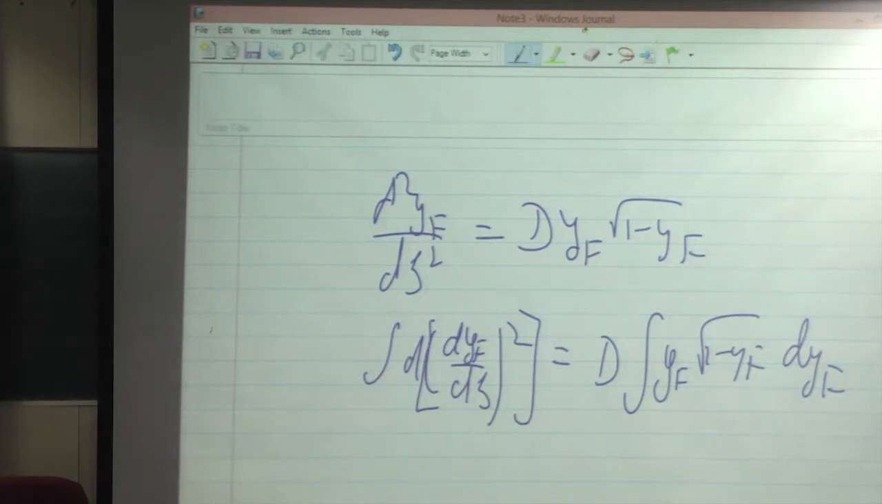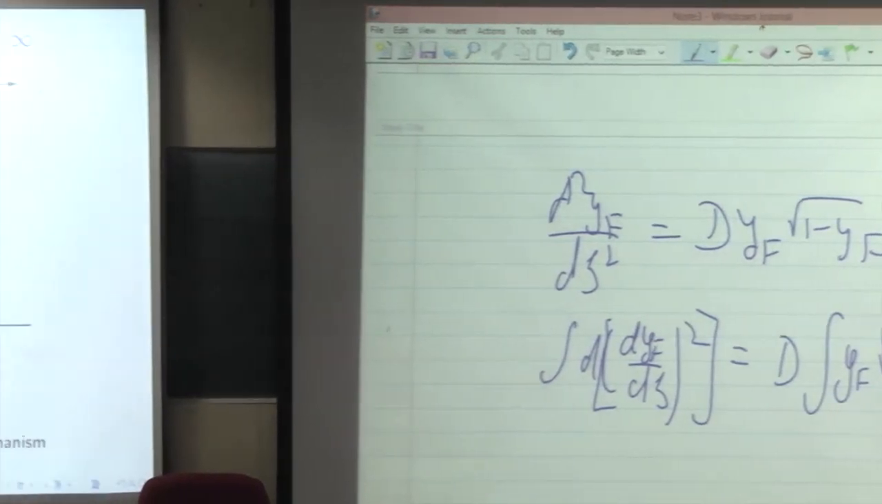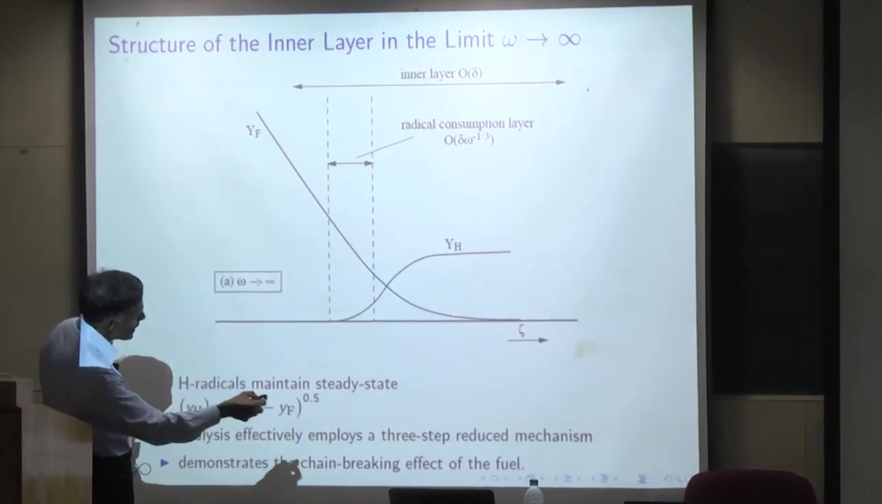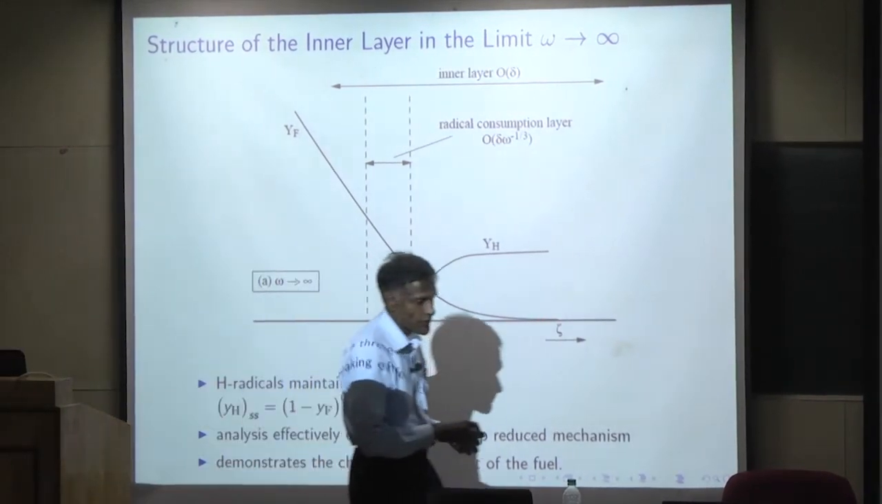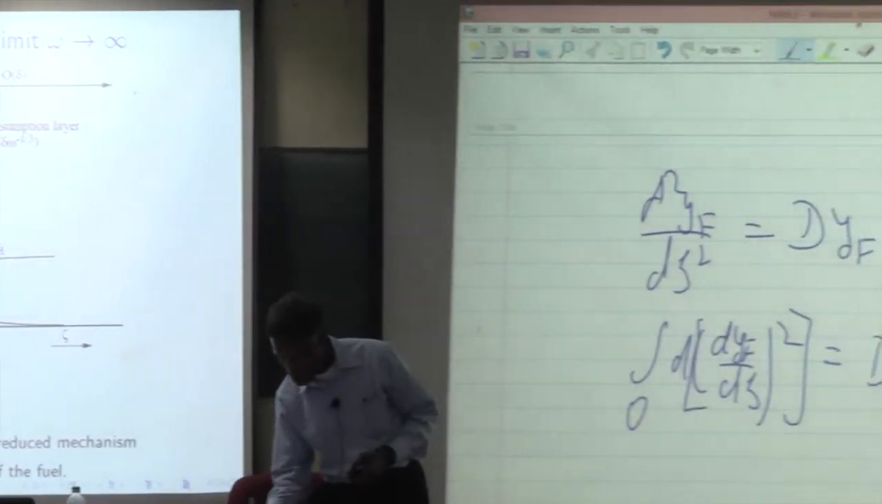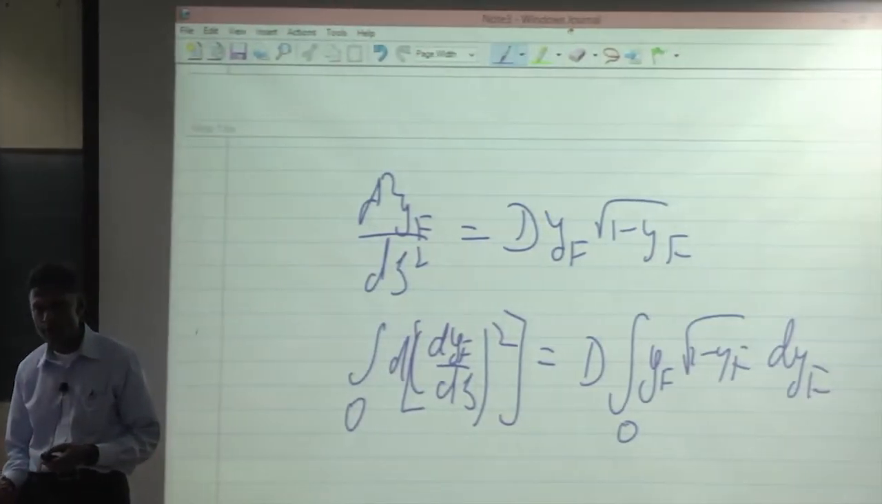As zeta tends to infinity, yF equals 0, and the gradient of yF is also 0. So that's one limit. I can put a 0 over here. The value goes to 0, and the gradient goes to 0, okay, right?